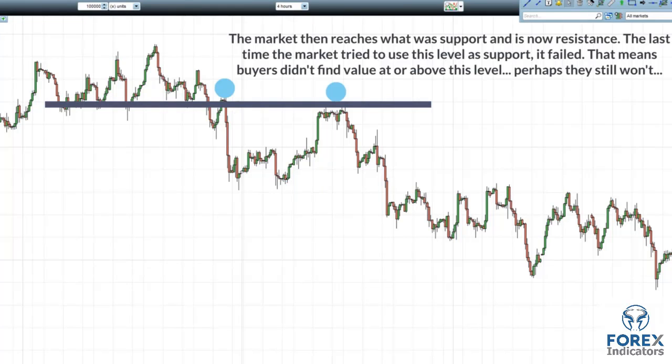The market then reaches what was support and is now resistance. The last time the market tried to use this level as support, it failed.